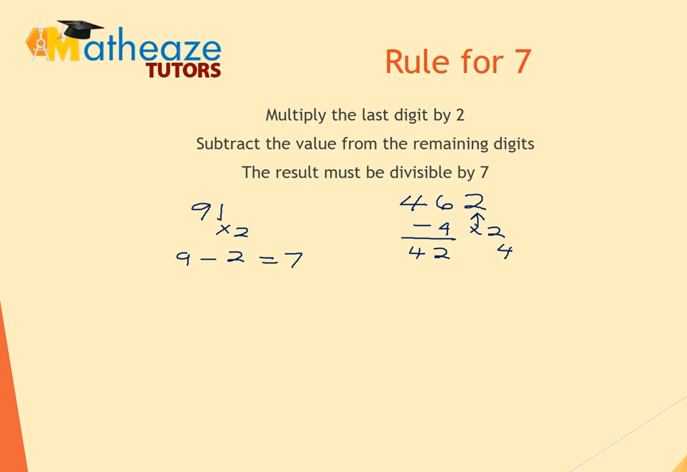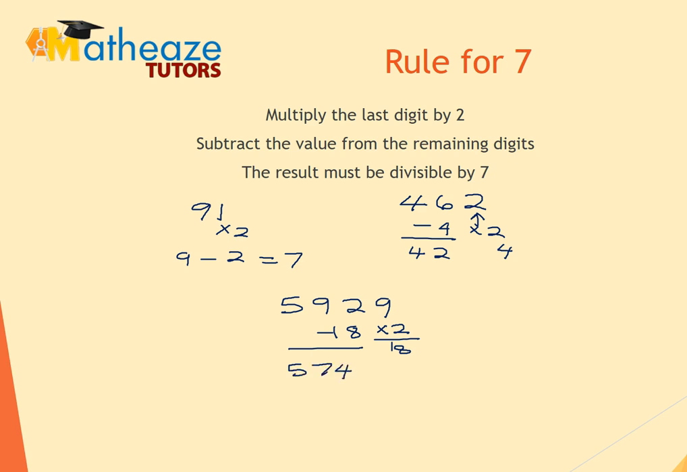Now let's look at 5,929. What we're going to do here is multiply 9 by 2, which gives us 18. We're going to subtract 18 from 592, which is going to give us 574.